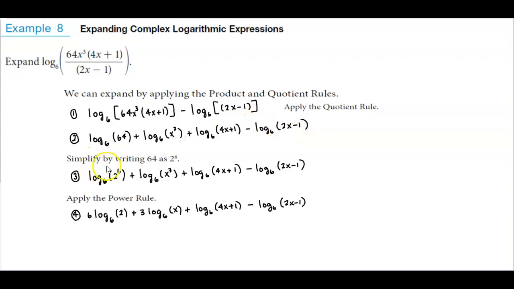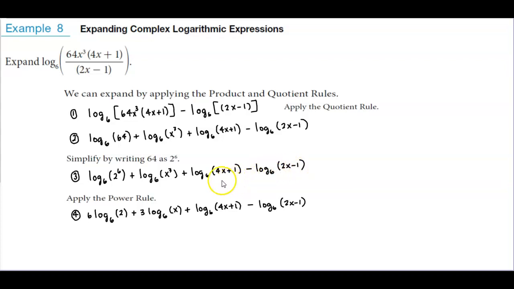And then we want to simplify by writing 64 as 2 to the 6th power. So in step 3, 64 now becomes 2 to the 6th power. So the log base 6 of 2 to the 6th power plus the log base 6 of x cubed plus the log base 6 of 4x plus 1 minus the log base 6 of 2x minus 1.